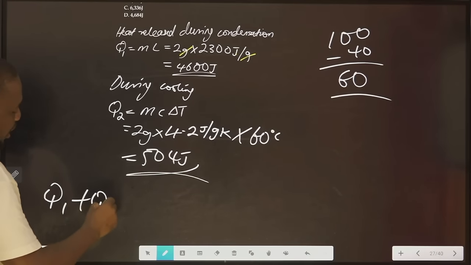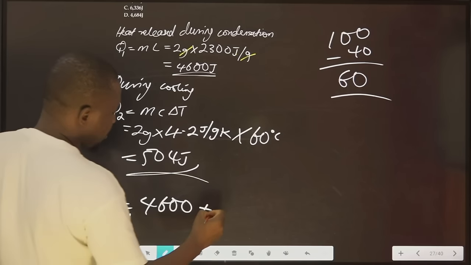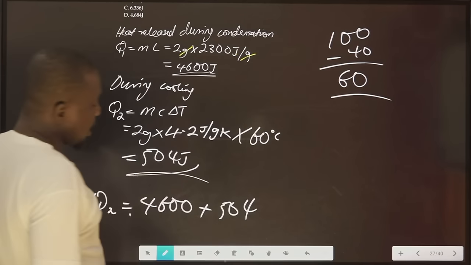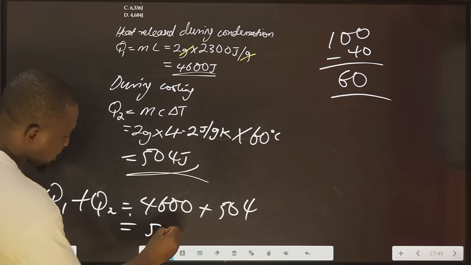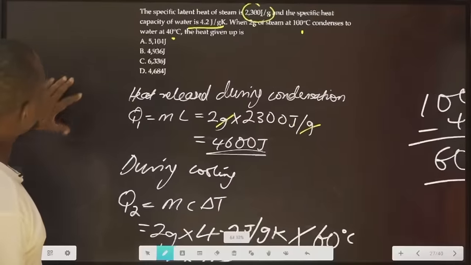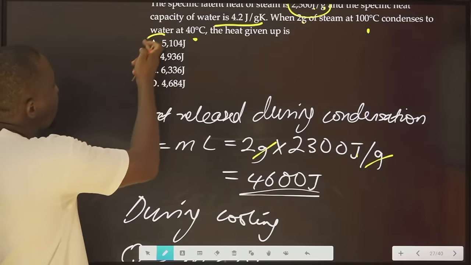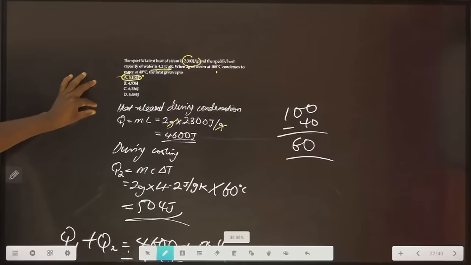Okay, so all we need to do is to add this to, that is to get the total now, we add this to this plus this. If we add them together, we should have 5104 joules. Okay, that is A is the answer. A is our answer.